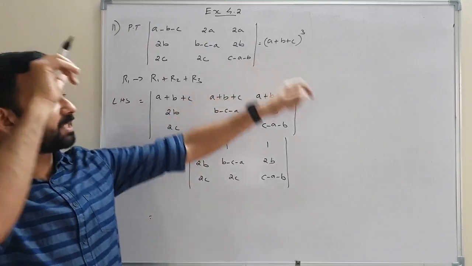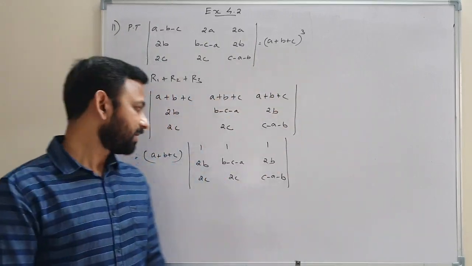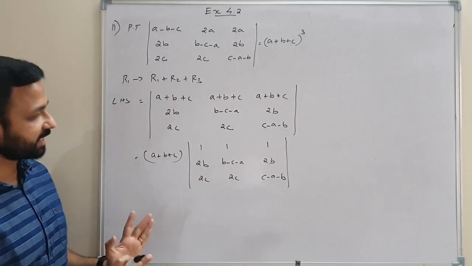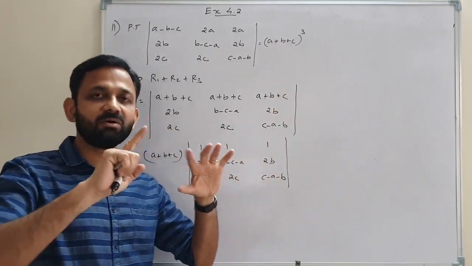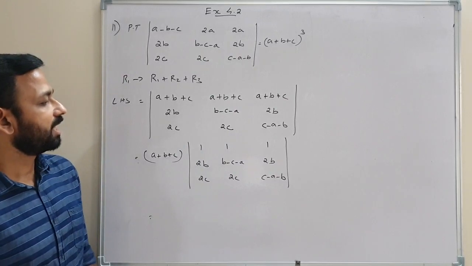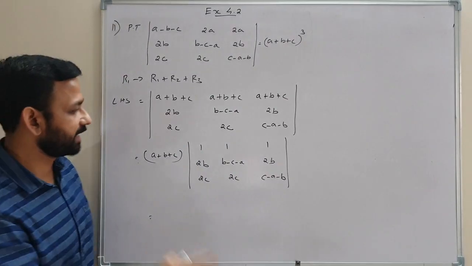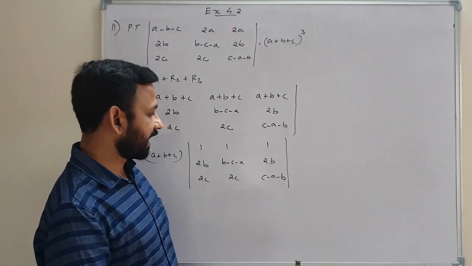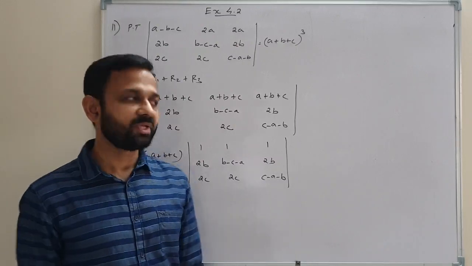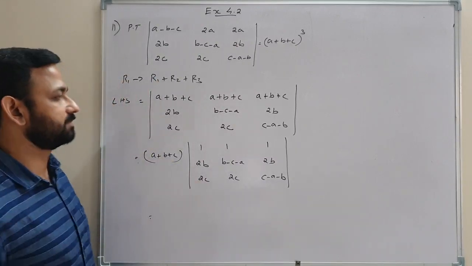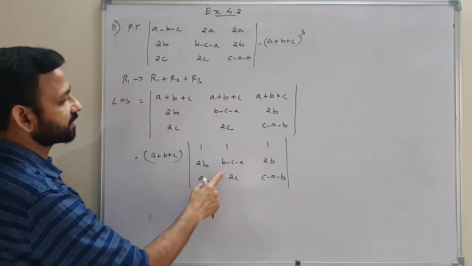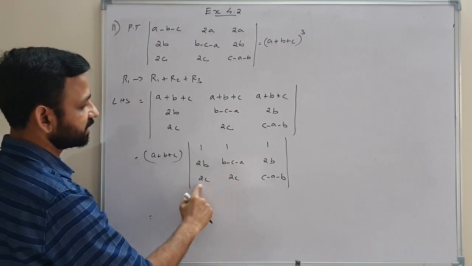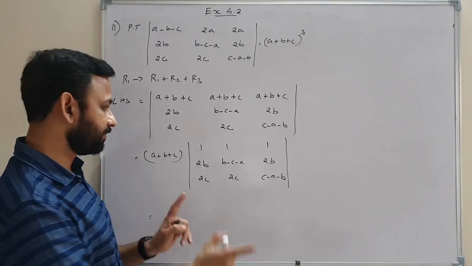We want to get a plus b plus c raised to the power 3. So we got a plus b plus c outside, and the expansion of that determinant should be a plus b plus c whole square. And here we will try to reduce it into 2 by 2. If we get 2 zeros anywhere, then it will be very easy. So you just combine here, 1 minus 1 is 0, 2c minus 2c is 0. So we will get 2 zeros there.